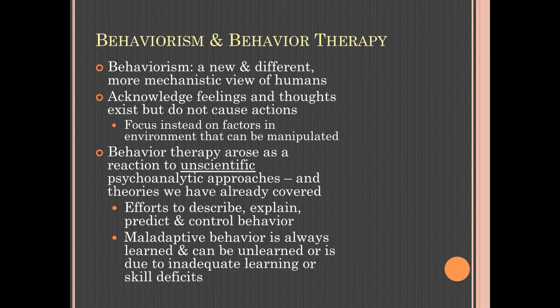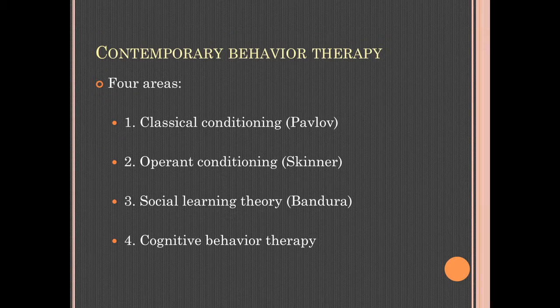So it arose as a reaction to these unscientific approaches that we've talked about, but it really made an effort to describe, explain, predict, and control behavior. Those last two pieces, predict and control. It was once learned, therefore it can be unlearned. The bottom point here: behavioral therapy really has four different components. Now, we will look at cognitive behavior therapy all on its own. We'll tackle that as a standalone.